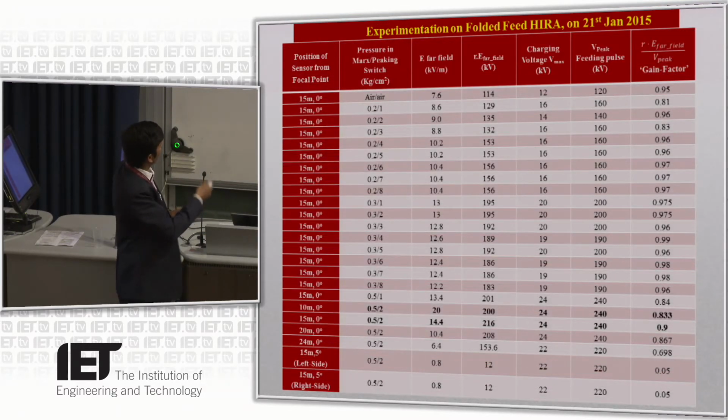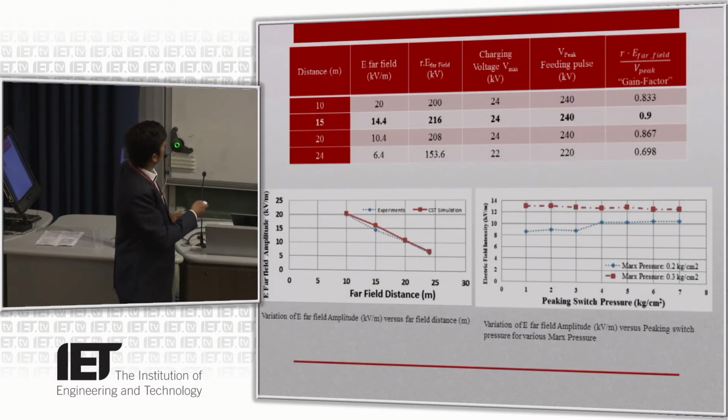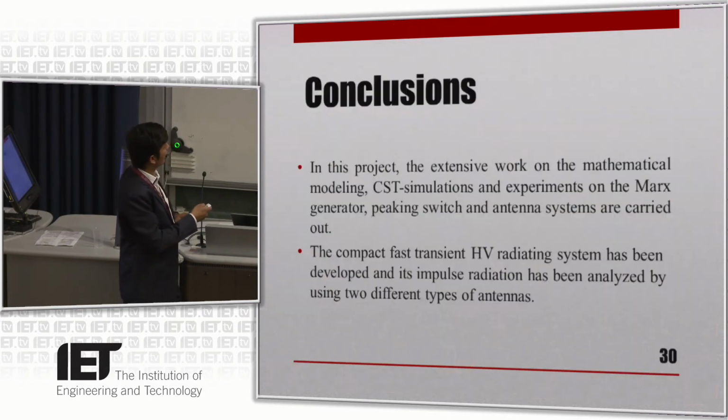So this is a comparison, and if you observe over here, it is a very good result at 15 meter distance, and I'm curious about why this gain factor is less than 1. So these are some new analyses which I already reported in my articles.